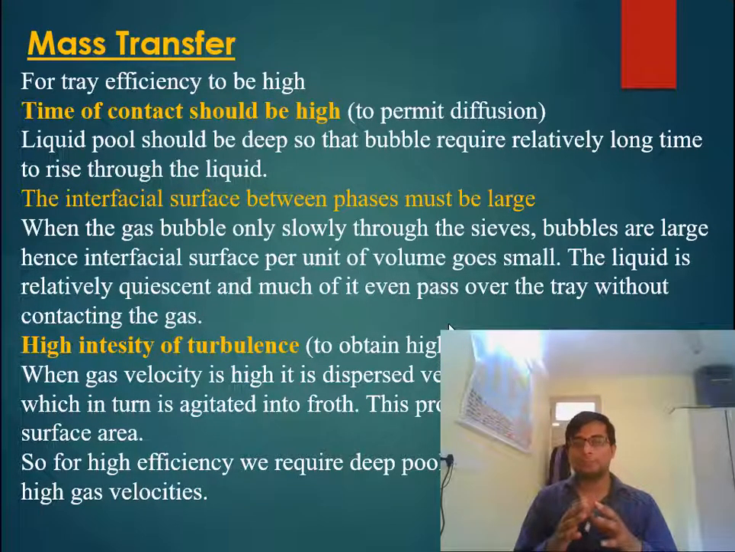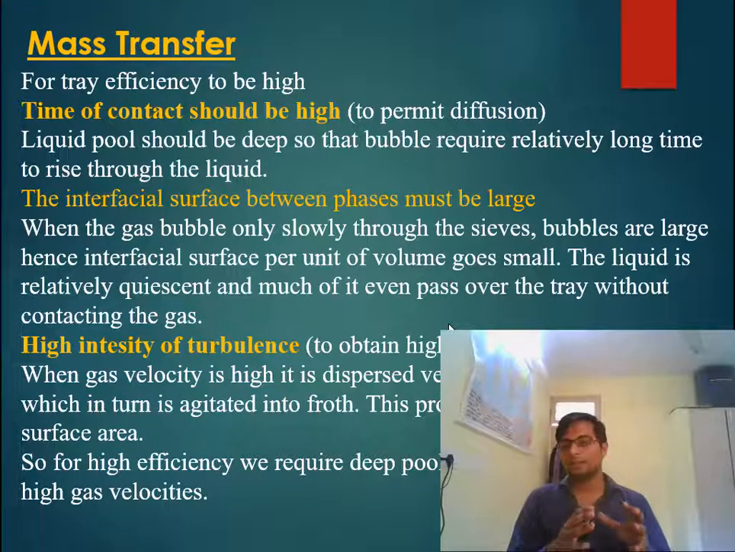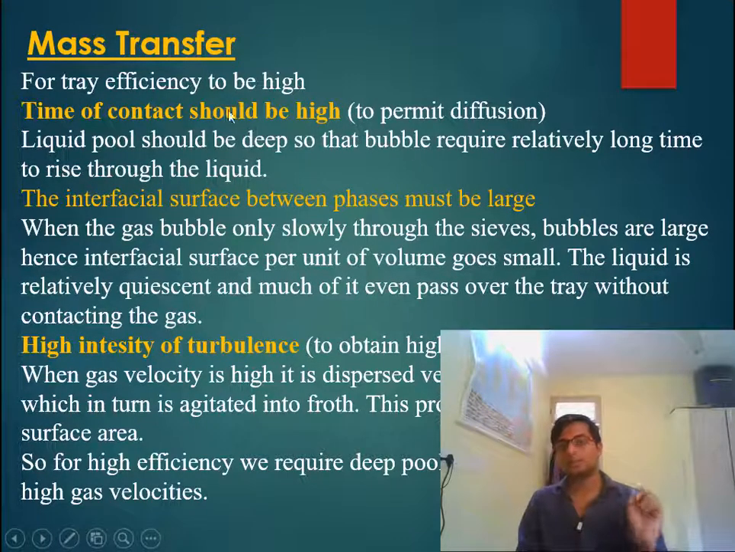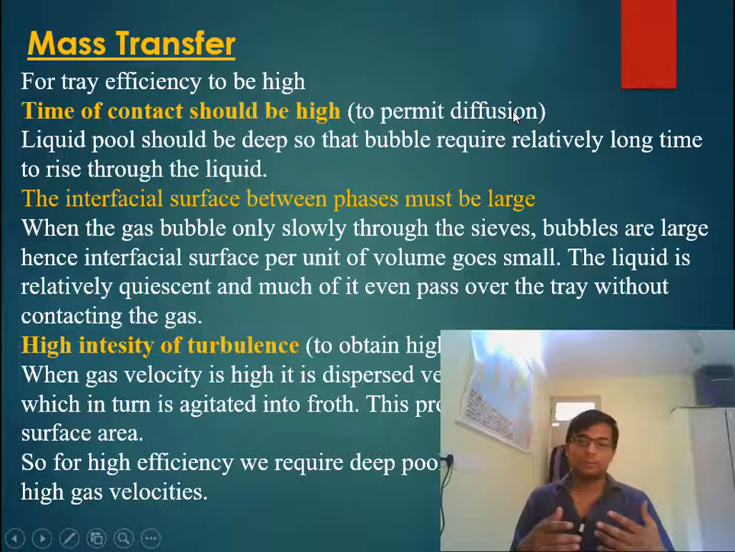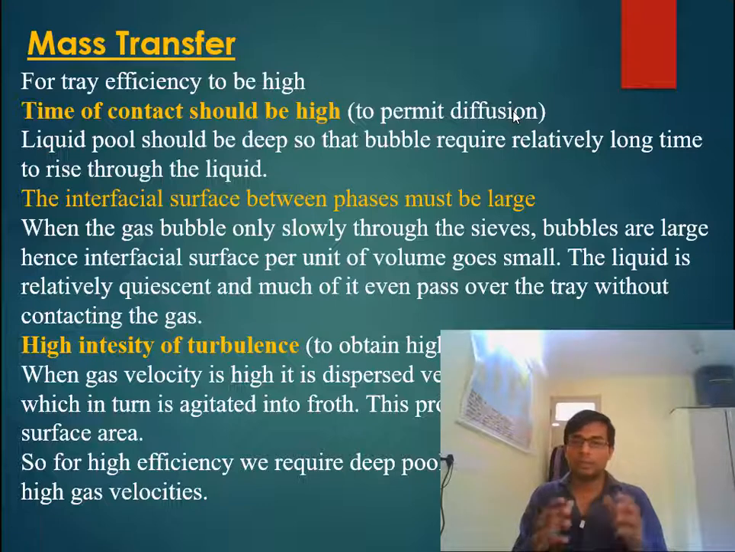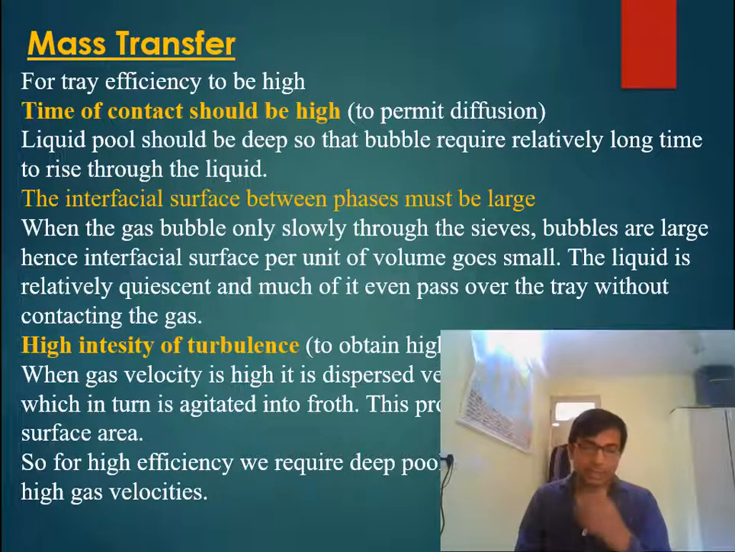So mass transfer basically depends on the rate of mass transfer and the residence time for mass transfer. For tray efficiency to be high, residence time should be high, because when residence time is high, it permits diffusion of different components between the two phases, and because of that the mass transfer goes high. So we have to figure out when the residence time will be high.